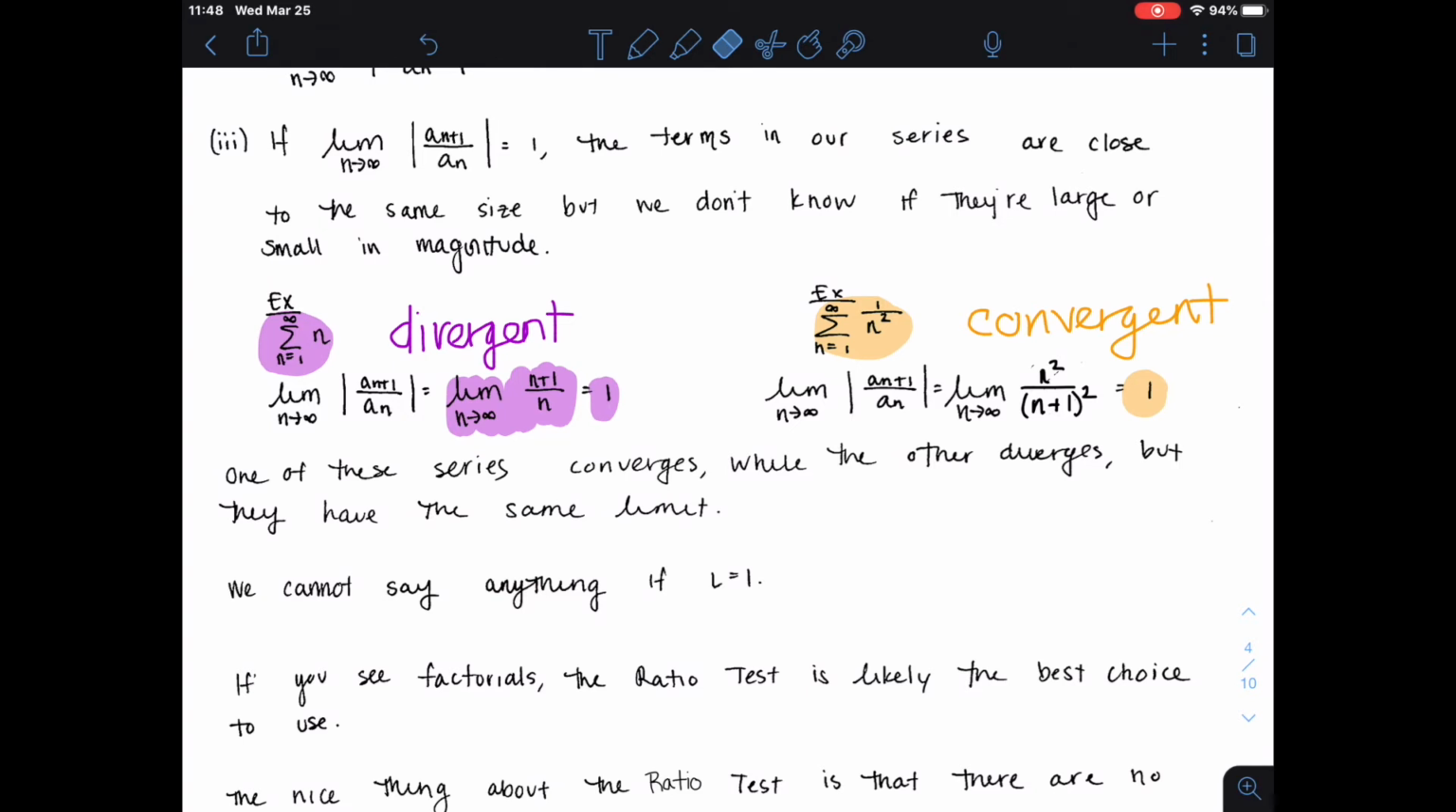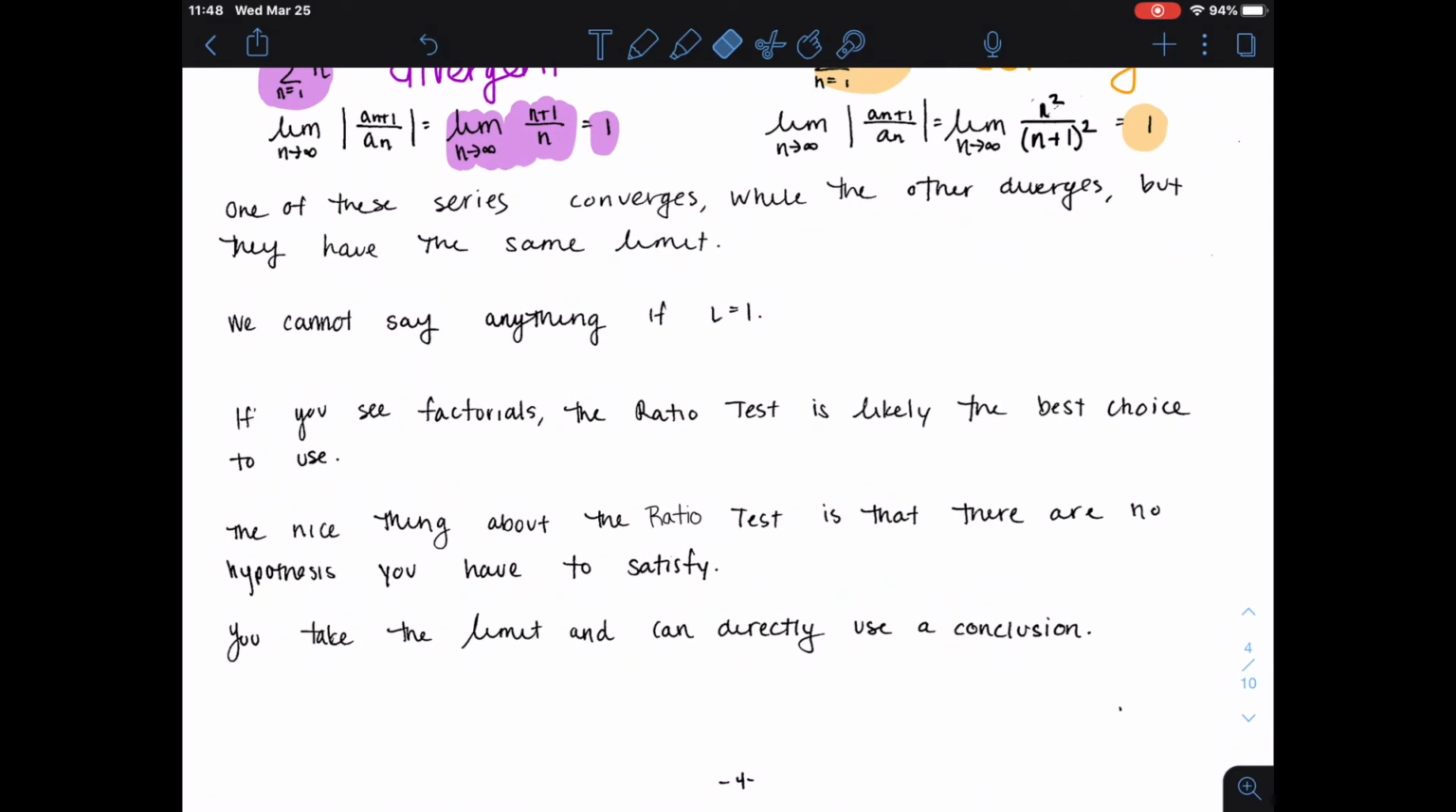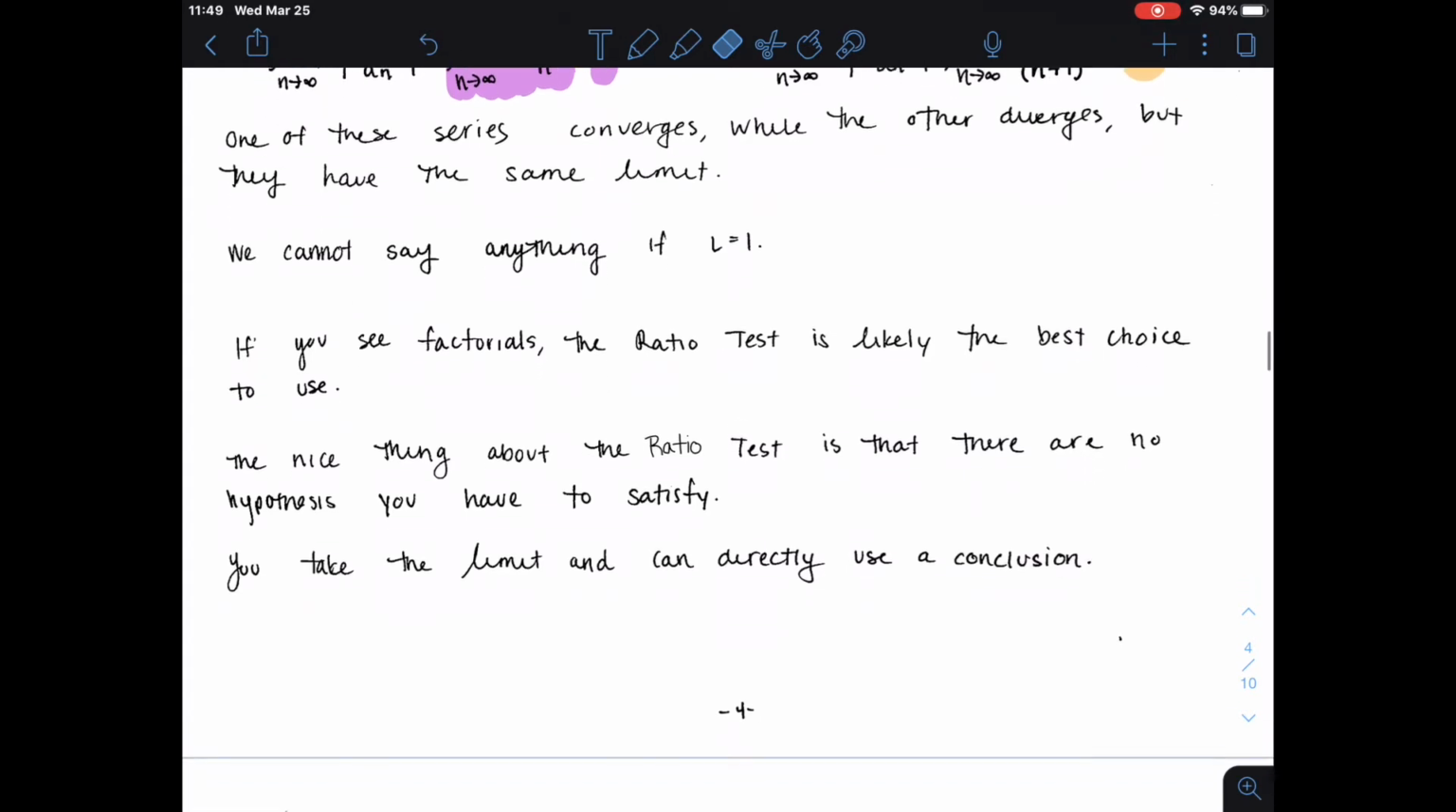Okay? So the main thing you want to recognize when you want to use this test, first, if you're asked about absolute convergence, then you probably want to try the ratio or likewise the root test. And in both of these tests, there's going to be absolutely no hypotheses. But the key distinction for when you're going to use the ratio test is you're going to see factorials. Because when you take a ratio, things are going to cancel really nicely. You can directly take the limit and then apply a conclusion. So you don't have to satisfy any hypothesis.